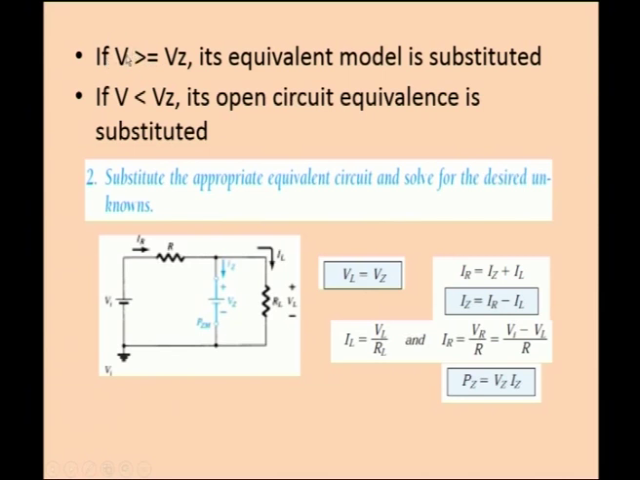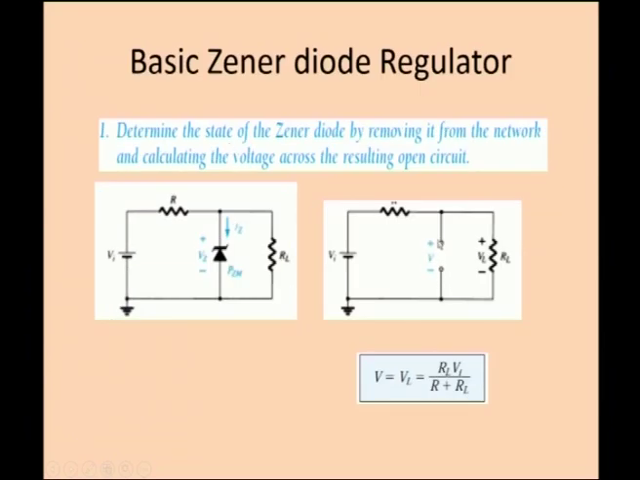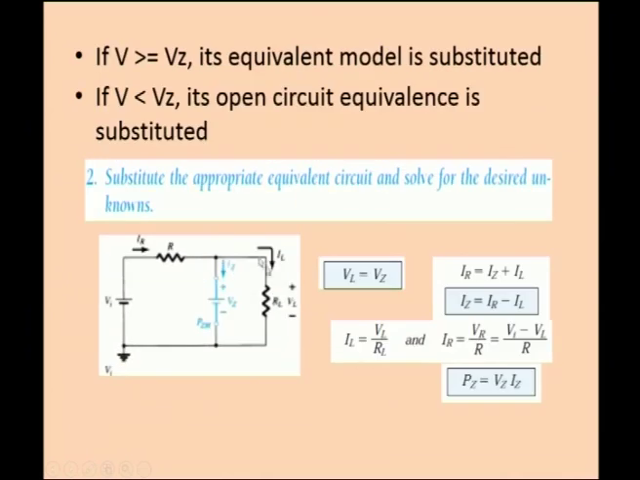If we take the Zener diode out of the circuit and calculate the voltage across these two terminals, then it is V. If this V is greater than the Zener voltage, its equivalent model is substituted. Its equivalent model is nothing but a battery with voltage VZ. If V is less than VZ, its open circuit equivalent is substituted. Now we consider that the calculated voltage is greater than the Zener voltage. So we substitute the voltage VZ across the Zener diode. It is not a supply, it is the voltage across the Zener diode.